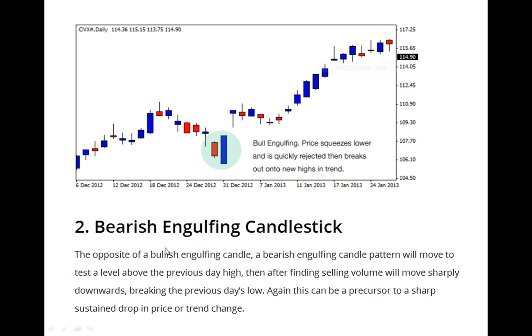Now the next one we're going to look at is the bearish engulfing candlestick. It is the opposite of the bullish engulfing candle. A bearish engulfing candle pattern will move to test a level above the previous day's high. Then after finding selling volume or finding resistance, it moves sharply downwards, breaking the previous day's low. This can be a precursor to a sharp sustained drop in price or trend change.